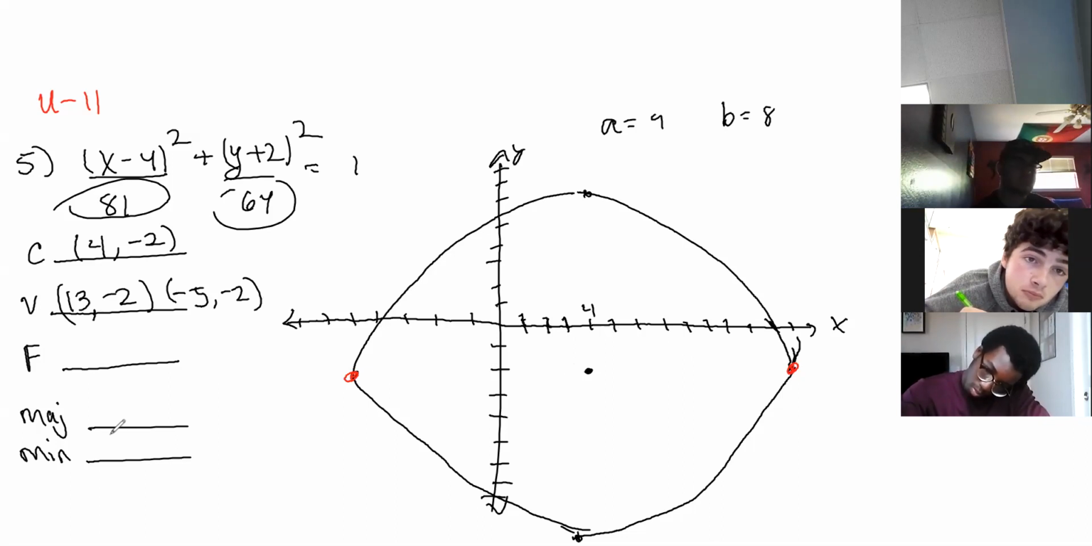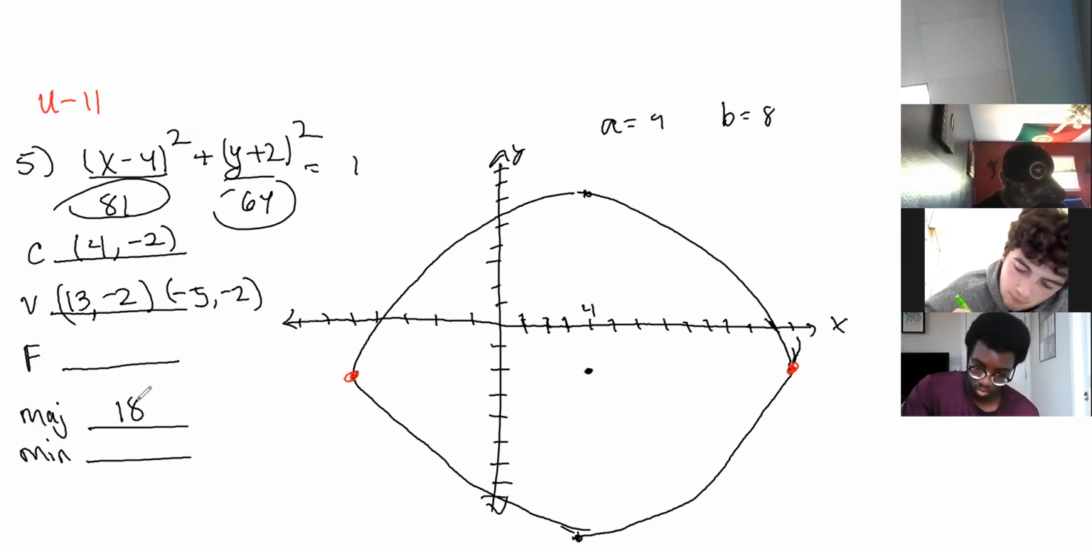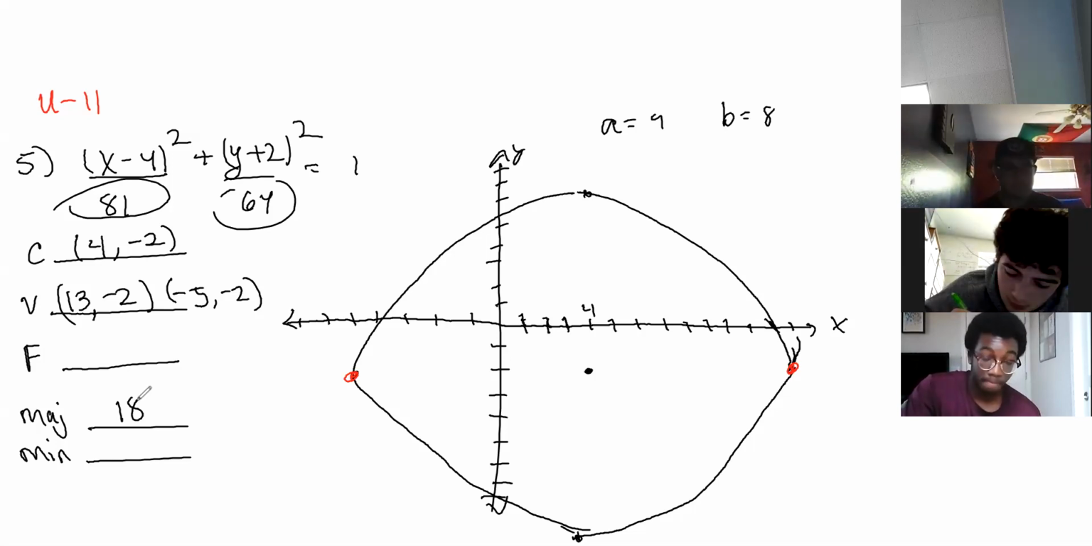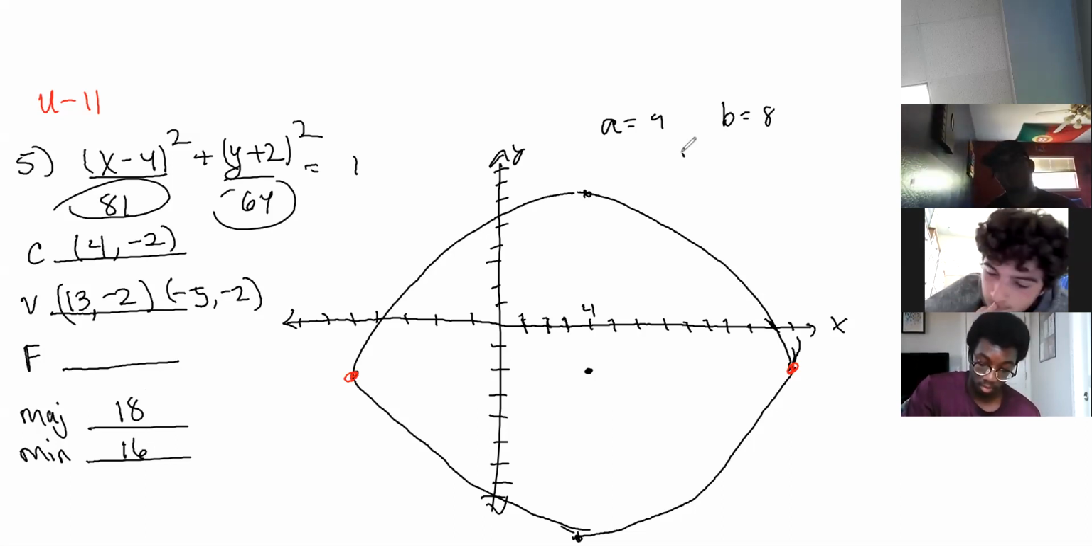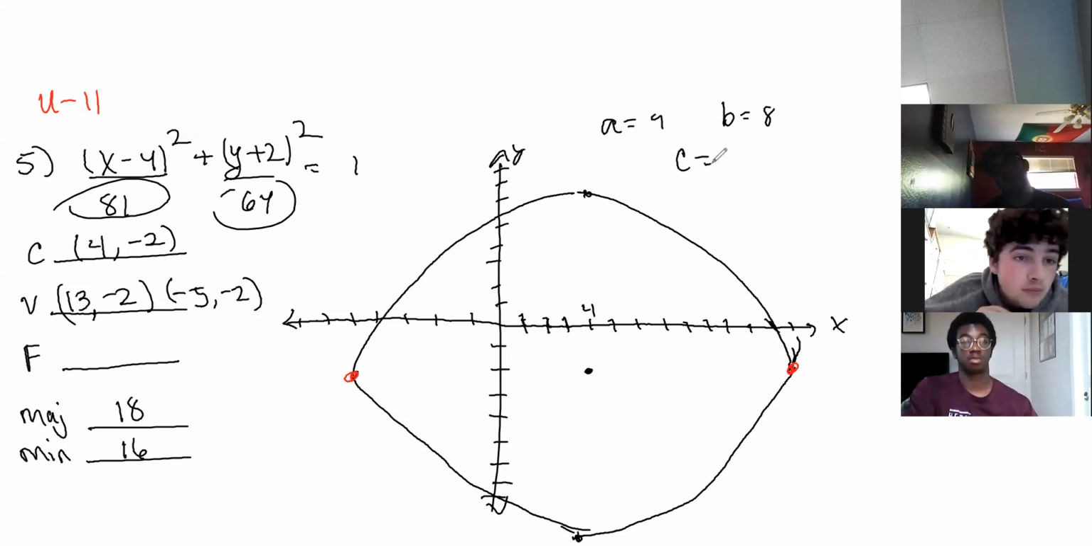And then foci are inside. Before I find the foci, major and minor axis. So this is the major axis. What's the length if I went right and left 9? 18. What's the length of the minor if I went up and down 8? 16. Okay.